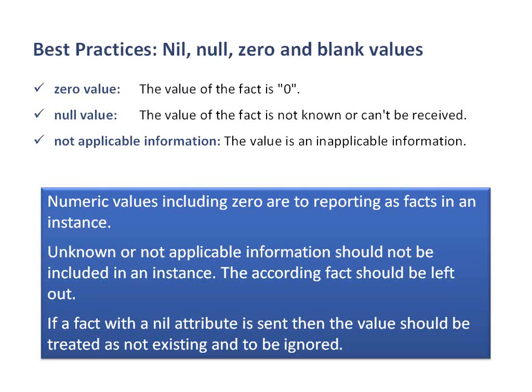So how do we deal with nil, null, zero, and blank values? The nil, the null, and the zero will be a value, and it has to be mentioned in the report. If you have a null value, you can leave out the fact in the instance, or you can put in a nil attribute mentioning that there is no value behind. If it's not applicable, then you need not mention it in the instance at all.